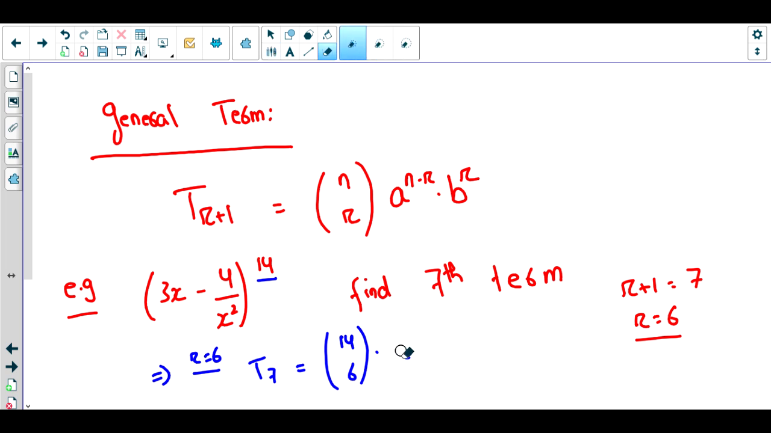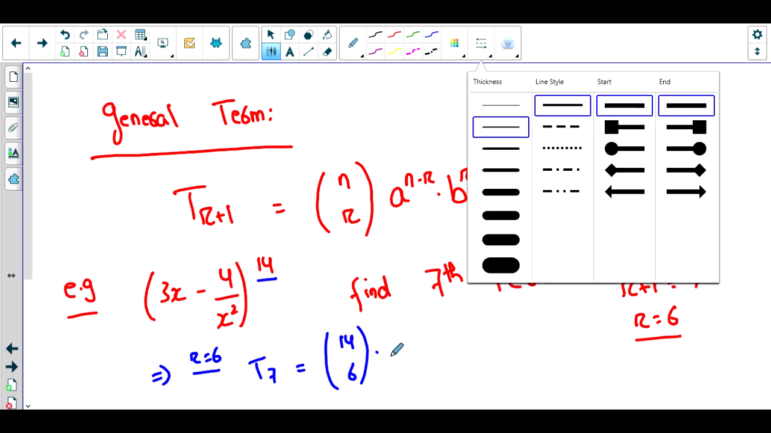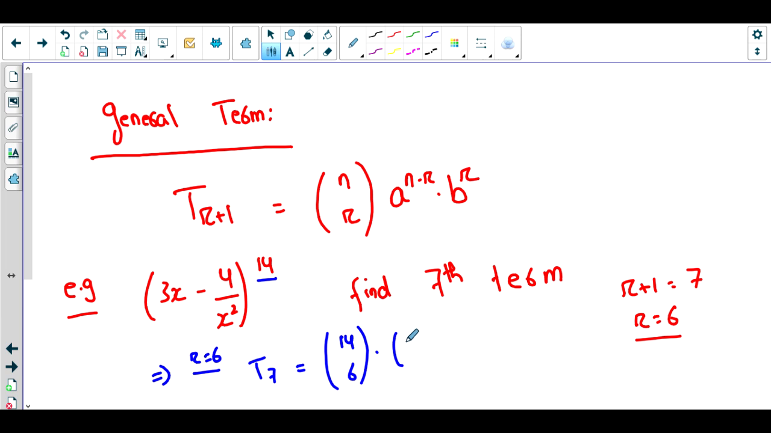Now we have done one example, so we can do it now. What's the value of a here? A is 3x. So 3x power 14 minus 6, which is 8, into minus 4 over x square power 6. You can see this is 3x minus 4 over x square. You can take it like 3x plus minus 4 over x square. Better to choose like this so that it becomes easy, in a plus b format. Okay, this is the term.